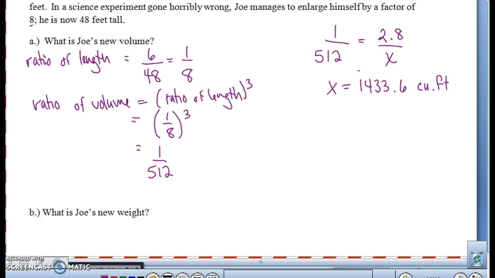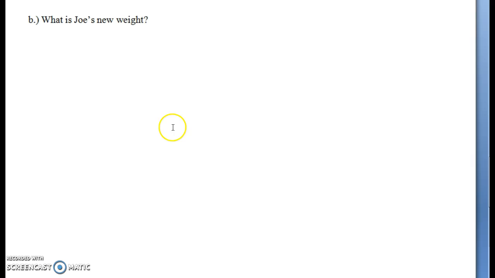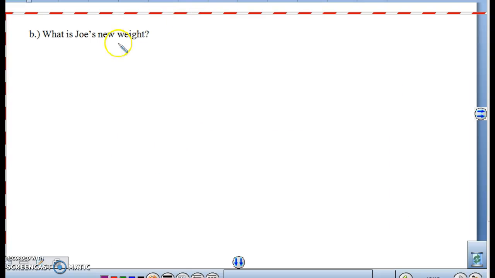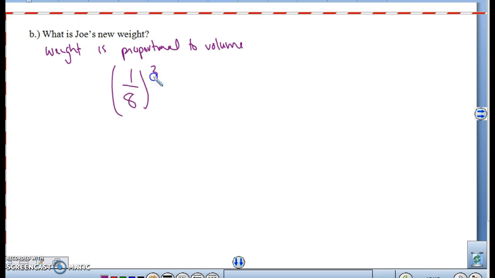All right, now what about his weight? Well, his weight is proportional to its volume. So whatever you weigh is proportional to its volume. The more you weigh, the more your volume is going to be. So we know we're going to have to use the cube of the volume again, which was 1 over 512, and compare what his weight was.